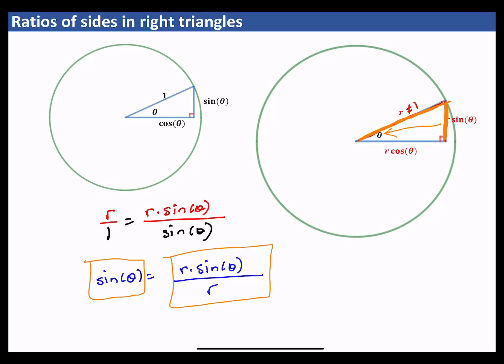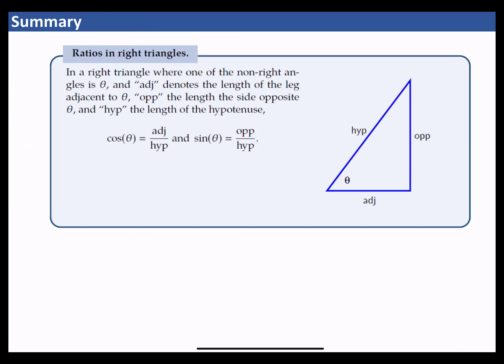We can summarize these recent observations as follows. In a right triangle where one of the non-right angles is theta, and ADJ denotes the length of the leg adjacent to theta, OPP the length of the side opposite theta, and HYP the length of the hypotenuse, the cosine of theta equals adjacent divided by hypotenuse, and the sine of theta equals opposite divided by hypotenuse.